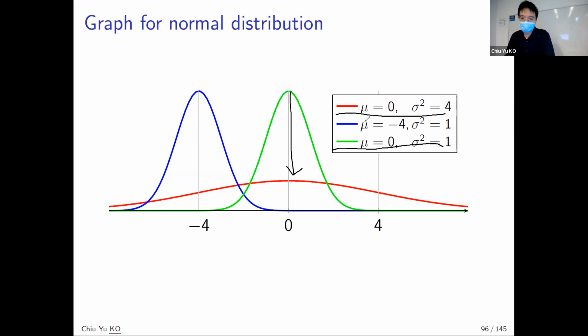The second one is to compare green and blue. They share the same sigma, which means how they spread out is the same. The difference is the mean mu. The blue one is -4. The green one is 0. So basically, mu is just shifting. You shift left or right. Because sigma is the same, the spread is similar. The location of the mountain is determined by mu. How tall the mountain is is determined by sigma. Is that clear?